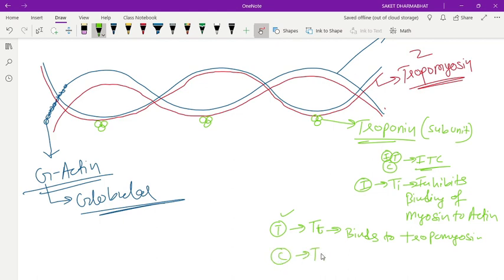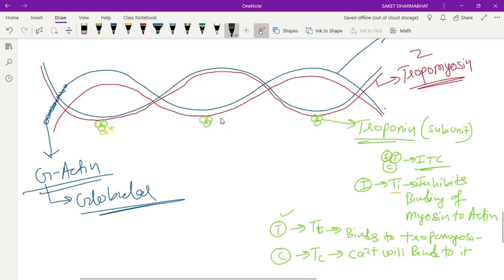Troponin C. Okay, calcium ion will bind to it. Who will bind to it? Calcium ion will bind to troponin I, T, or C? Which one? Troponin C. Yes. If calcium ion wants to bind, it will bind to troponin C. And troponin T helps in binding of this unit to the tropomyosin filament. Okay. And troponin I masks the myosin binding site.